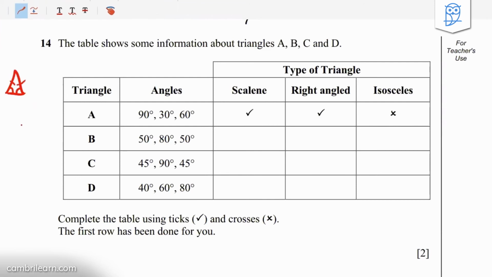And what does that tell us? That tells us that we have an isosceles triangle. Is this triangle right angled? No, we don't have a 90 degrees angle. And is it scalene? No, it is not, because a scalene triangle has to have 3 different lengths or 3 different angles, and in this case, it does not. So it's not scalene.